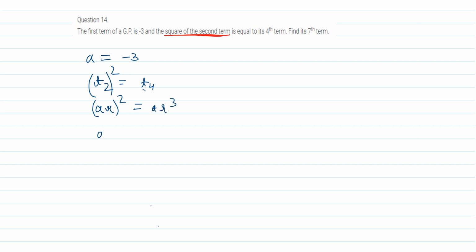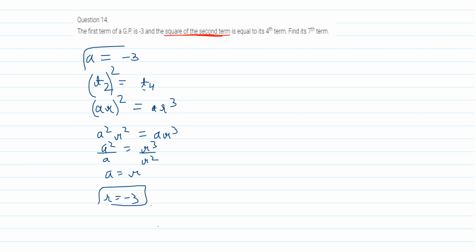So A square R square is equal to AR cube. So A square upon A is equal to R cube upon R square. That is nothing but A is equal to R. Okay, so I already know the value of A, so my R is also equal to minus 3. So A equal to minus 3, and you have to find the seventh term. That is nothing but T7, which will be equal to A into R raised to 6, minus 3 raised to 6.